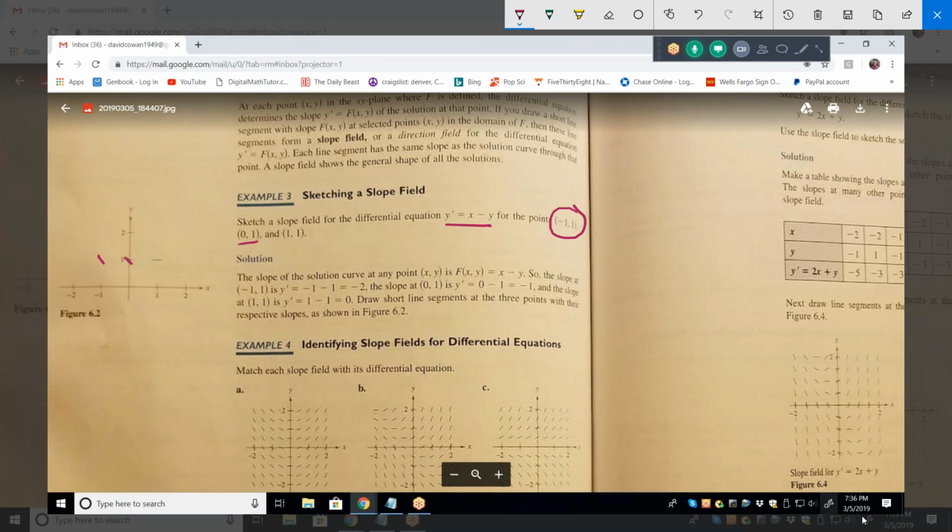Let's keep going to their third point. At 1, 1, what is my slope going to be? 0. Correct. So for this particular differential equation, I could go through any point I want, not just these 3 points. When x equals 2 and y equals 1, my slope is 1. Y prime is 1. So I could go through the whole grid of points and come up with a slope field.